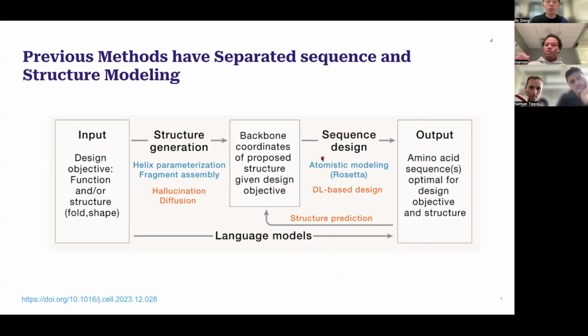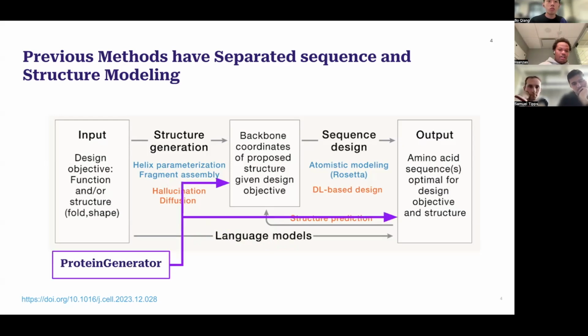Now, this paradigm really hasn't changed from the old days with Rosetta-based design. Even new age deep learning methods, such as diffusion, still rely on first getting that structure and then using an inverse folding model to get your sequence out. But more recently, language models have been able to skip the structural part, where you can define a function and then get a sequence that directly corresponds to that.